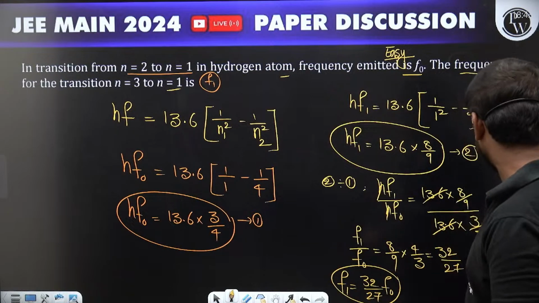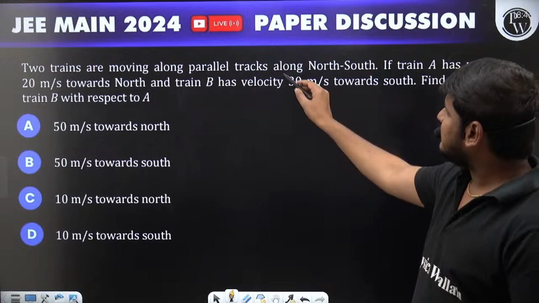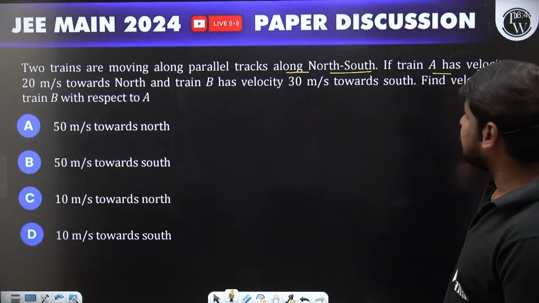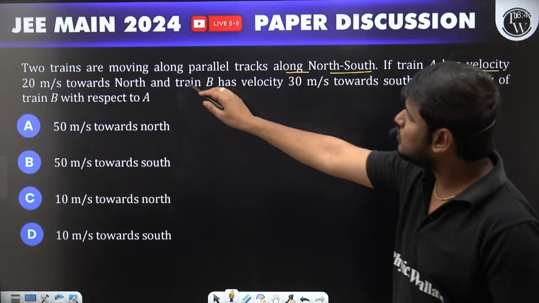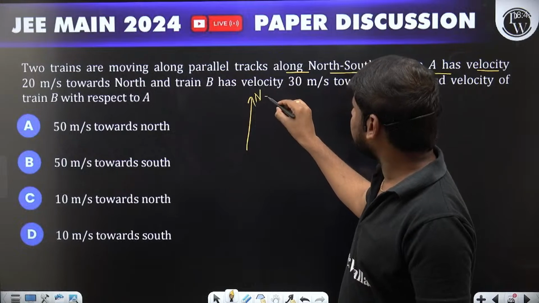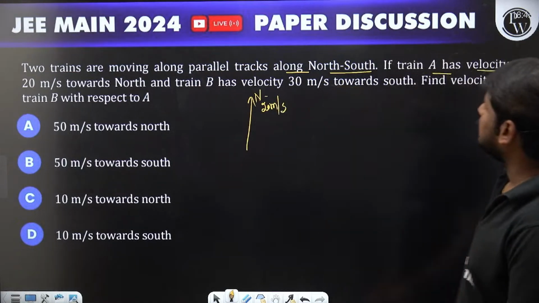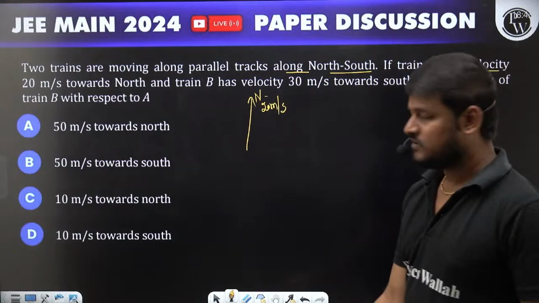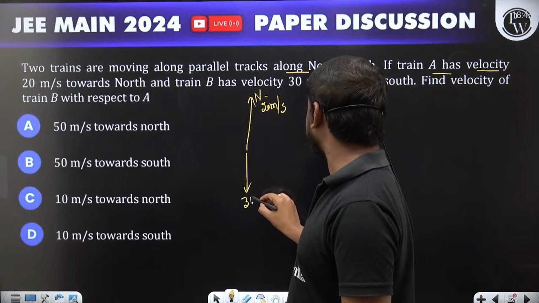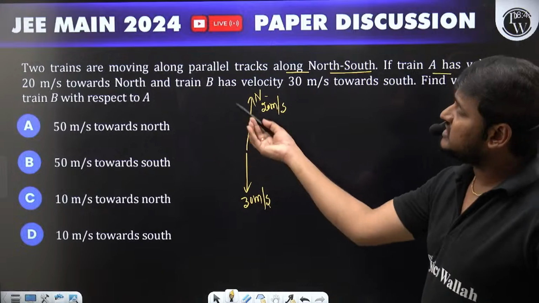Chalo, next. Two trains are moving along parallel tracks in the north-south direction. Train A has a velocity of 20 meter per second towards north. Train B has a velocity of 30 meter per second towards south. Now find the velocity of B with respect to A.